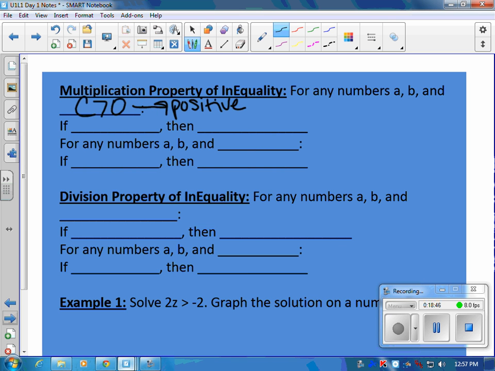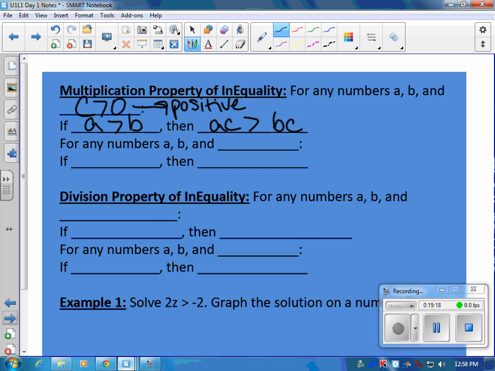So what this is saying is, if I multiply both sides of an inequality by a positive number, what do I get? If I have A is greater than B, and I multiply both sides by a positive number, what goes in between them? Greater than. Thank you. So if I have A is greater than B, then A times C is greater than B times C, as long as C is positive.